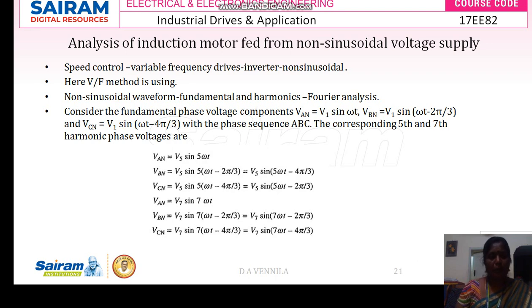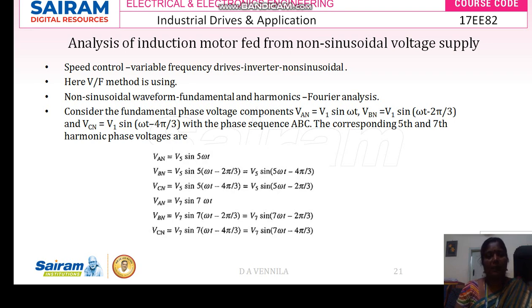Generally, if you want to discuss a non-sinusoidal waveform, we are going to do the analysis using the Fourier transform. Here the Fourier transform can be used for both periodic as well as non-periodic signals. So it can be a periodic signal or a non-periodic signal.